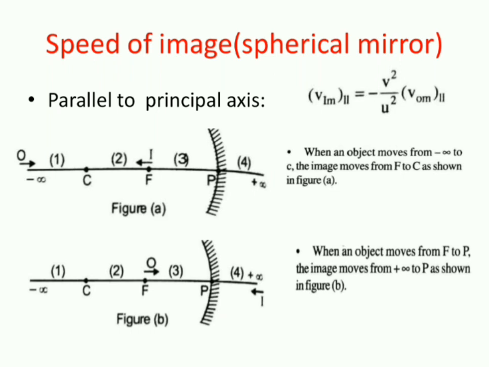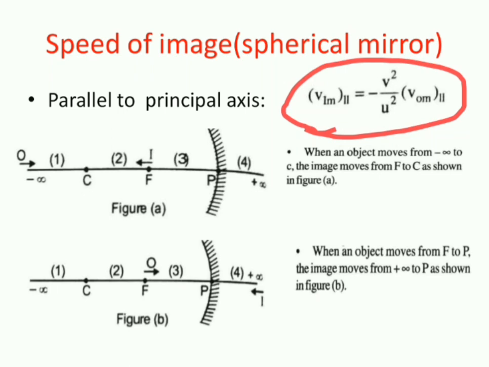Okay, now coming to speed of images in case of spherical mirrors. Again, when the object moves parallel to principal axis and perpendicular to principal axis, you have two different formulas. First, look at parallel to principal axis. This is the formula we have to use. For small speeds, speed of image with respect to mirror parallel to principal axis should be minus v square by u square into v of o comma m. That means velocity of object with respect to mirror parallel to principal axis.